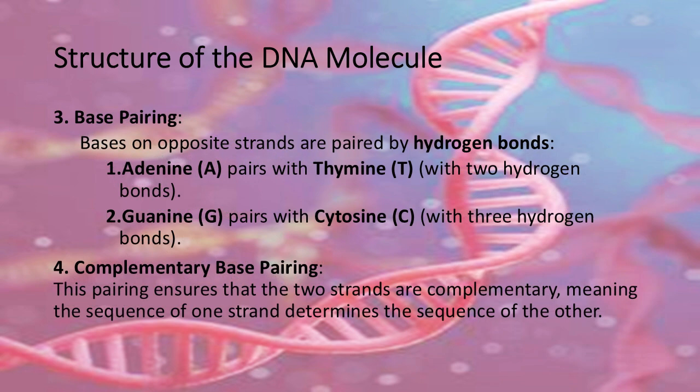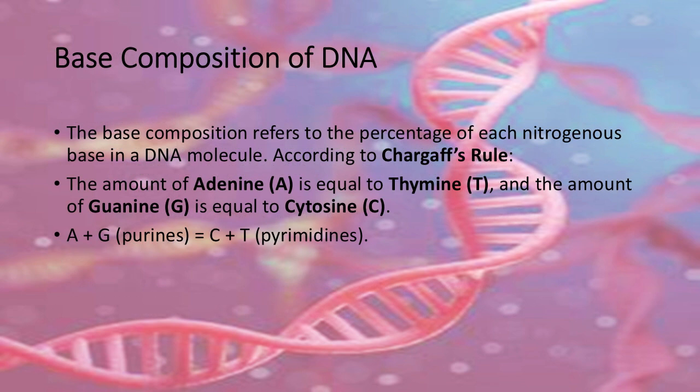Base pairing. Bases on opposite strands are paired by hydrogen bonds. Adenine, A, pairs with thymine, T, with 2 hydrogen bonds. Guanine, G, pairs with cytosine, C, with 3 hydrogen bonds. Complementary base pairing. This pairing ensures that the 2 strands are complementary, meaning the sequence of one strand determines the sequence of the other.